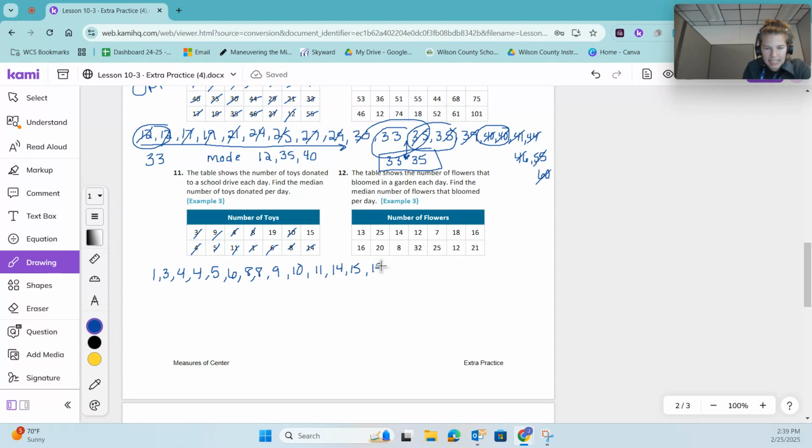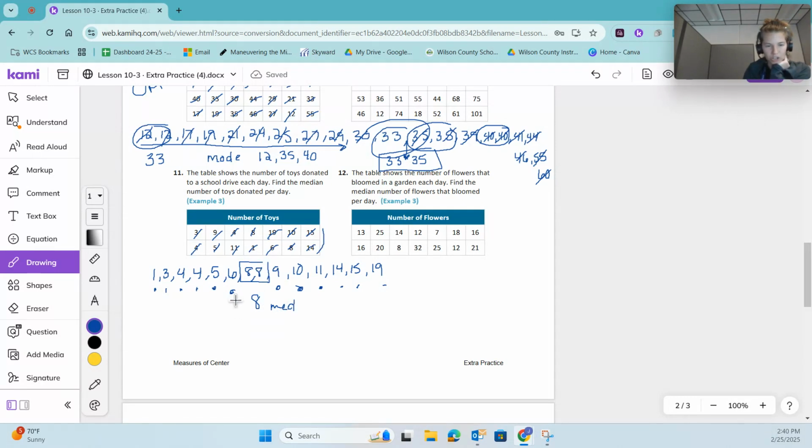15, and 19. So for this one here, I have 1, 2, 3, 4, 5, 6, 7, 8, 9, 10, 11, 12, 13, 14, and I have 14 numbers here, so we're good to go there. Now I'm finding the median, which is again the middle number. So I count in from each side. 1, 1, 2, 2, 3, 3, 4, 4, 5, 5, 6, 6, and then both of these 8s are in the middle, so 8 is the median.